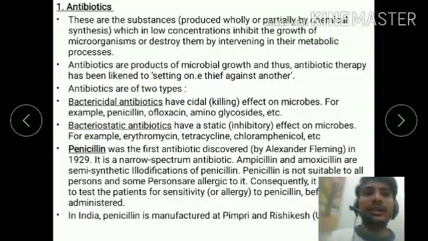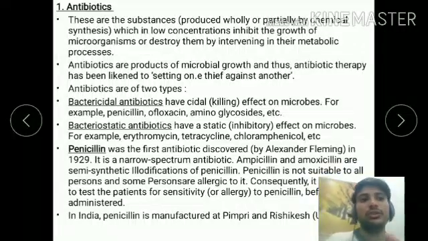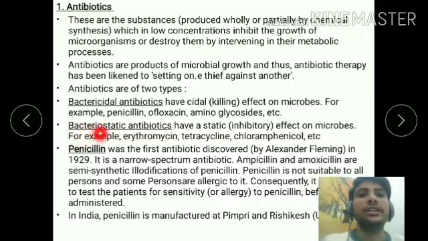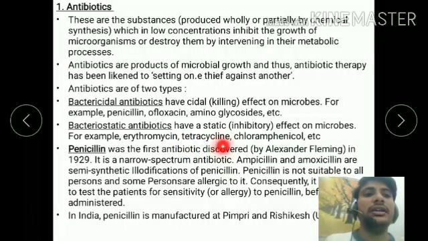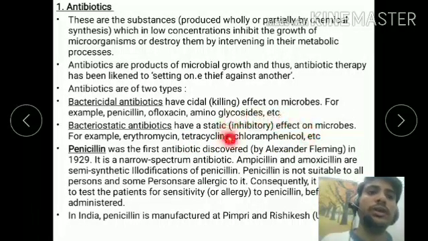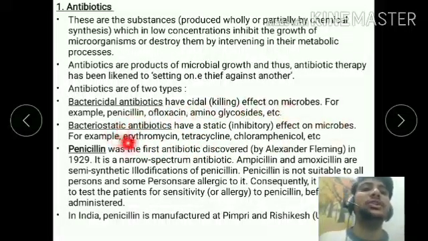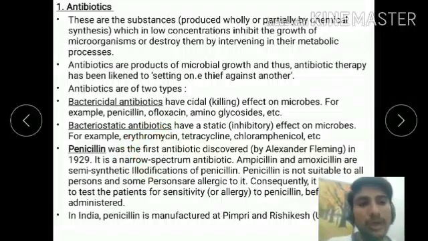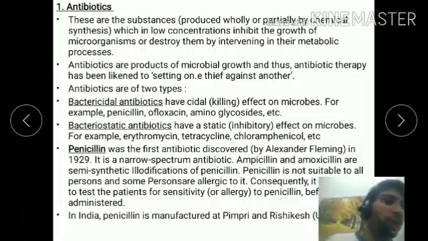Bacteriostatic antibiotics are medicines that prevent the growth of microorganisms. These medicines are tetracycline, chloramphenicol, and erythromycin. There are three medicines: erythromycin, tetracycline, and chloramphenicol. You have to learn these examples of medicine, because you will see questions on them in your exams.